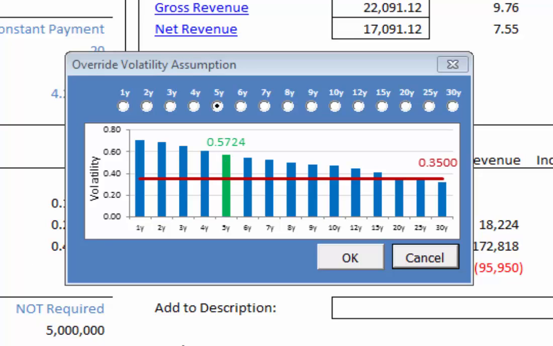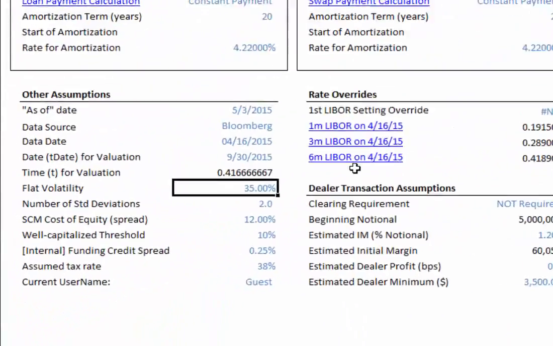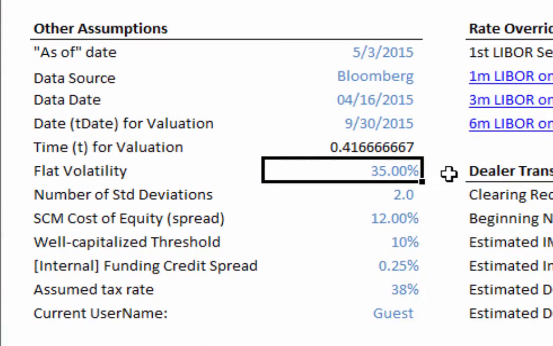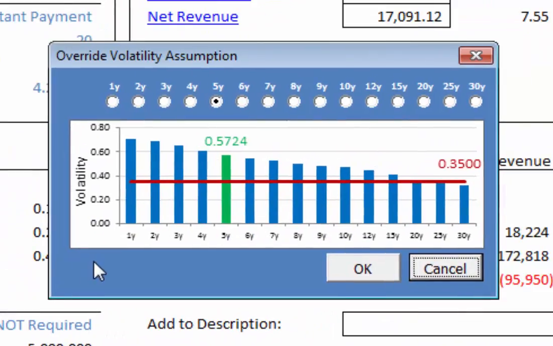So from here you've got several decisions to make. If you like the volatility that the model's using, that's the red line on the chart, just simply press the cancel button. And when you do, the model keeps using that rate, in this case 35. The existing estimate is 35, and hitting the cancel just leaves it there. So back to the chart. You say, okay, 35 might be a good estimate of volatility for, say, a longer dated transaction, but it might be too low for a 5-year swap like the one we're pricing here.